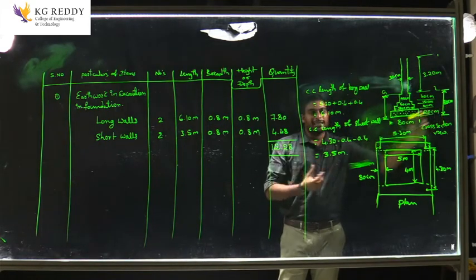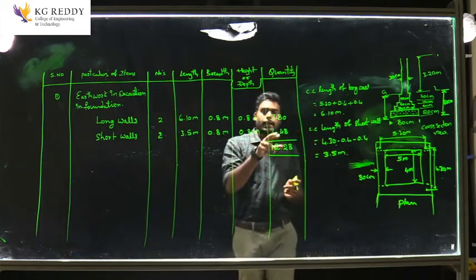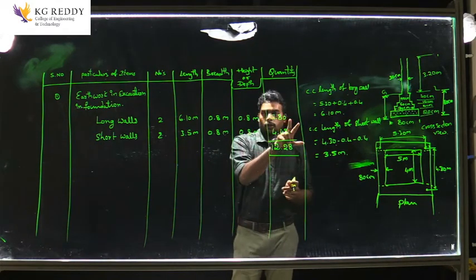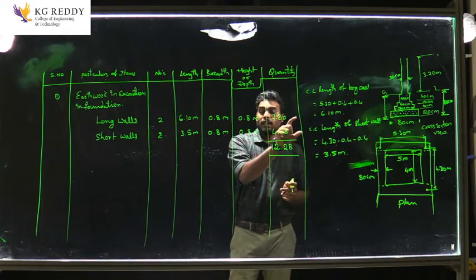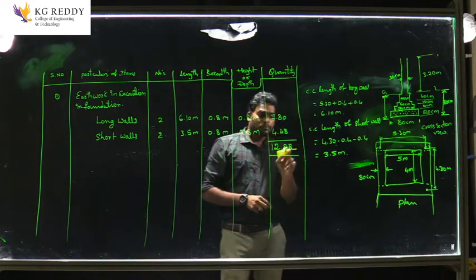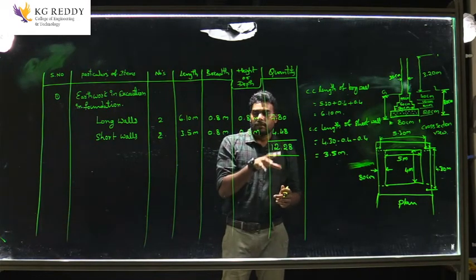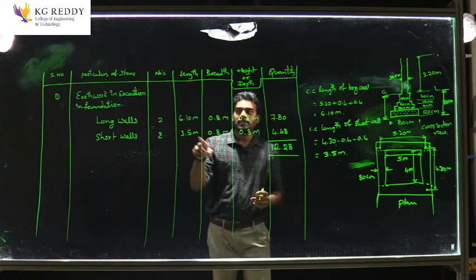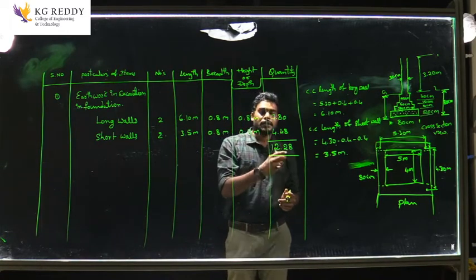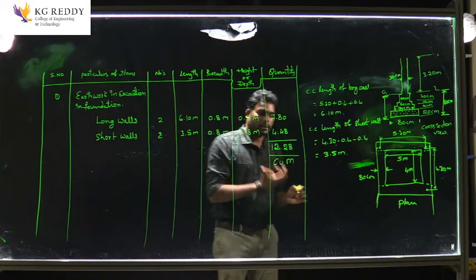So 80 centimeters converted into meters becomes 0.8. Multiply these four to get the quantity of short wall excavation, and multiply these four to get the quantity for the excavation in the long wall. After that, by adding these two, we get the total quantity of the excavation. It is three-dimensional, meaning it has length, breadth and depth. That's why the unit is cubic meters, or meter cube, right?